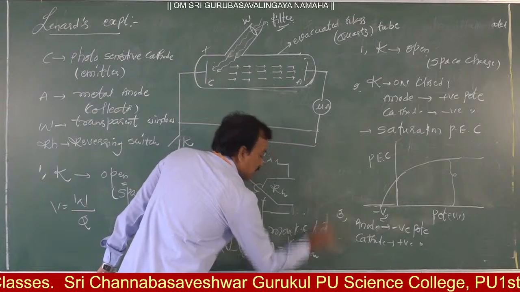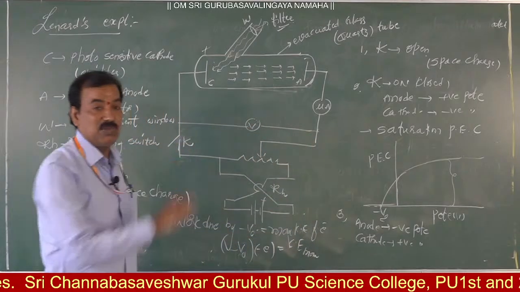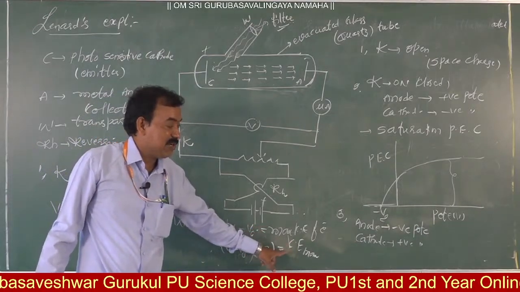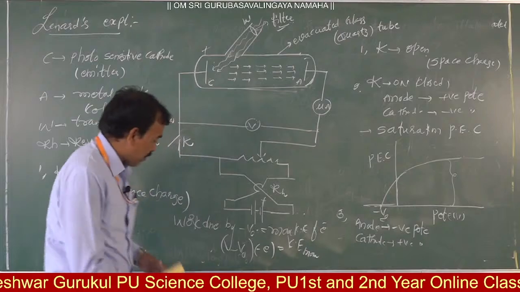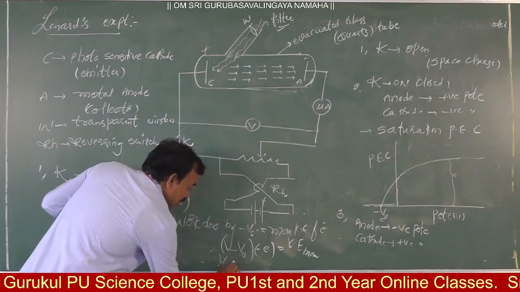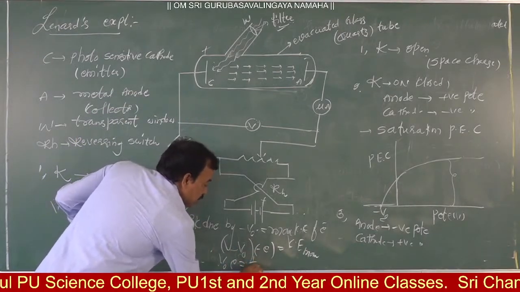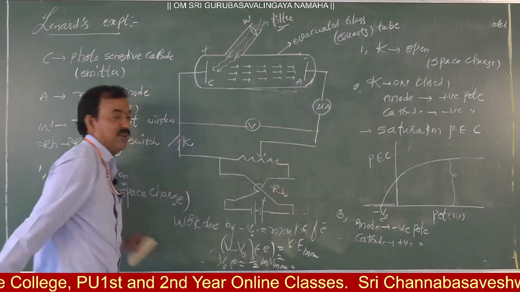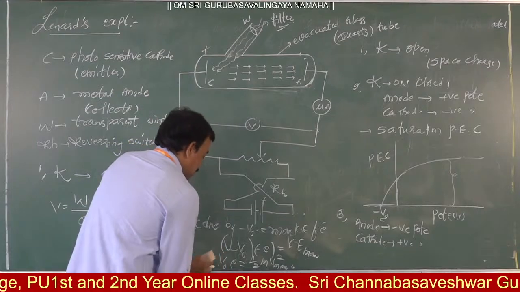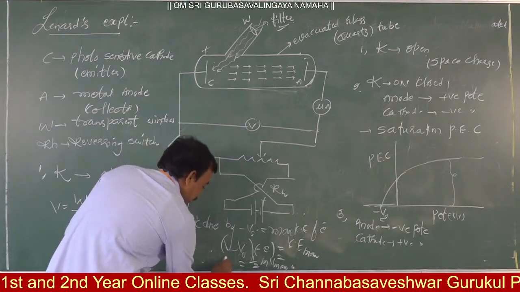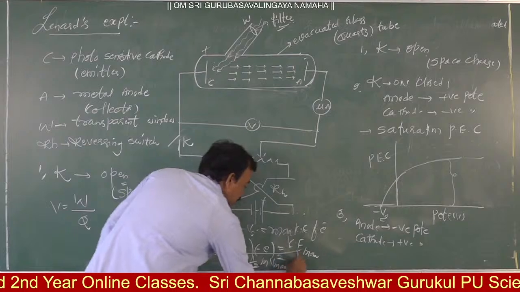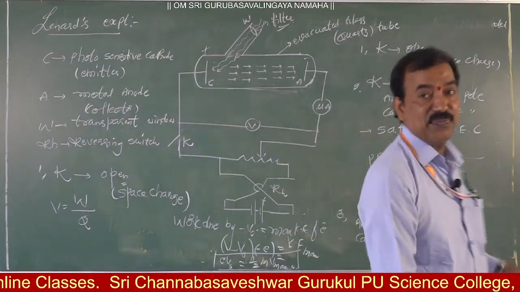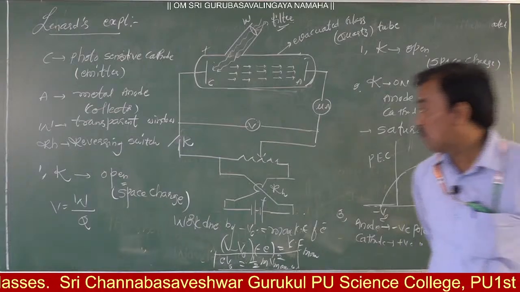KE max is equal to half m v maximum squared. So minus V naught into minus e is equal to KE max. Again, this is equal to e V naught, which is equal to half m v maximum squared. So e into V naught is equal to half m v maximum squared. This is the one equation.